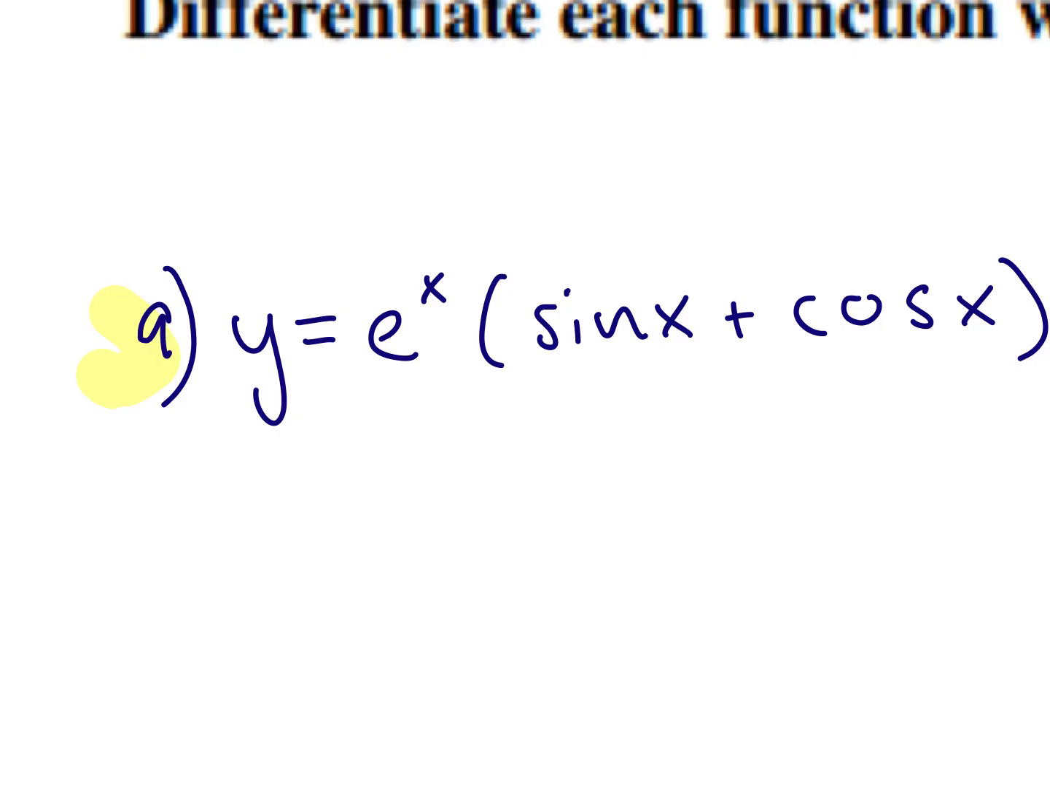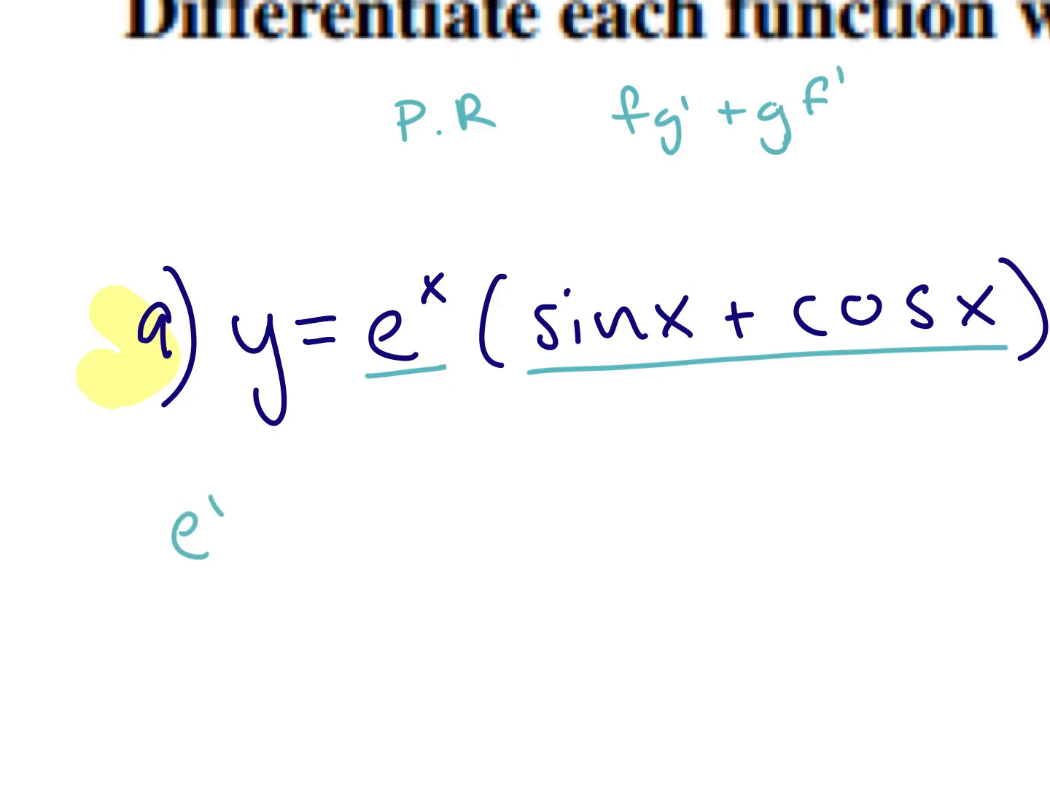What are we doing between e to the power of x and sine of x plus cosine x? We're multiplying, so let's use the product rule. So the first times the derivative of the second plus the second times the derivative of the first. So our first would be e to the power of x times the derivative of the second.